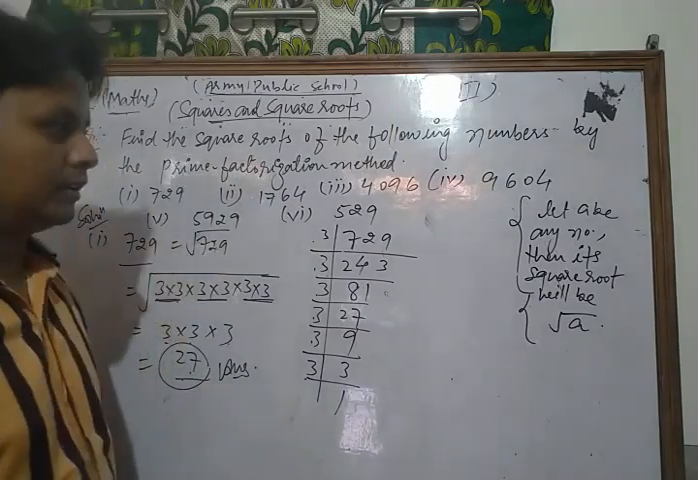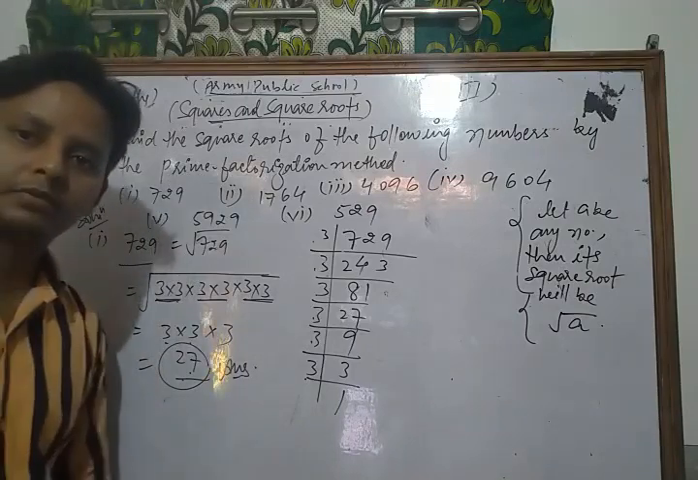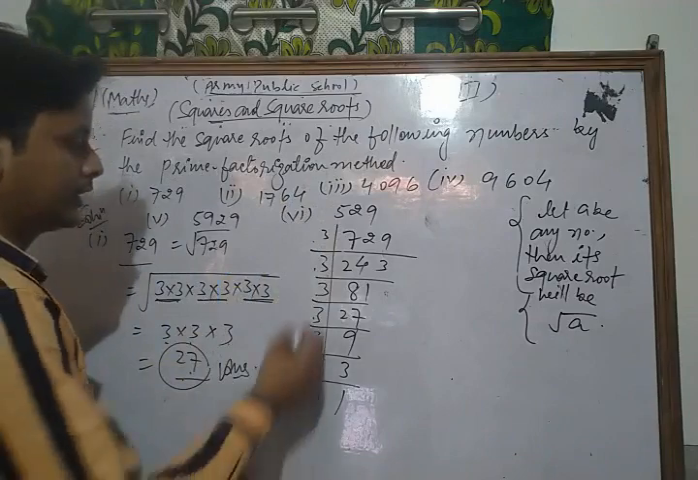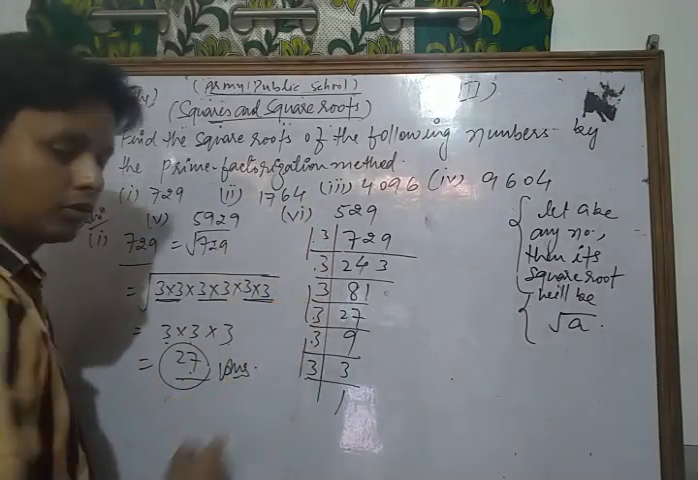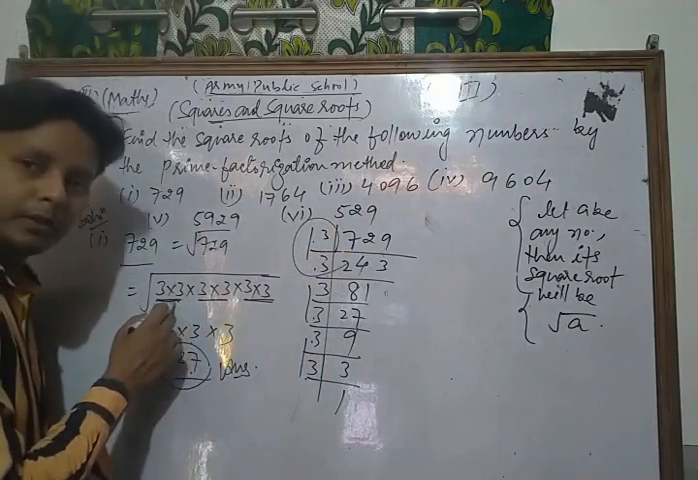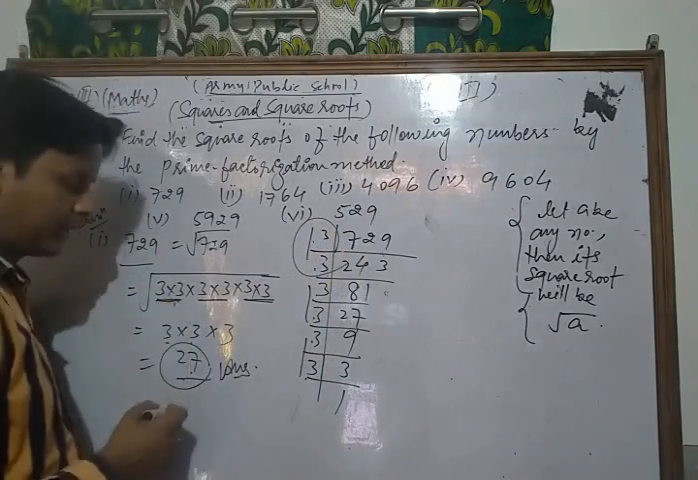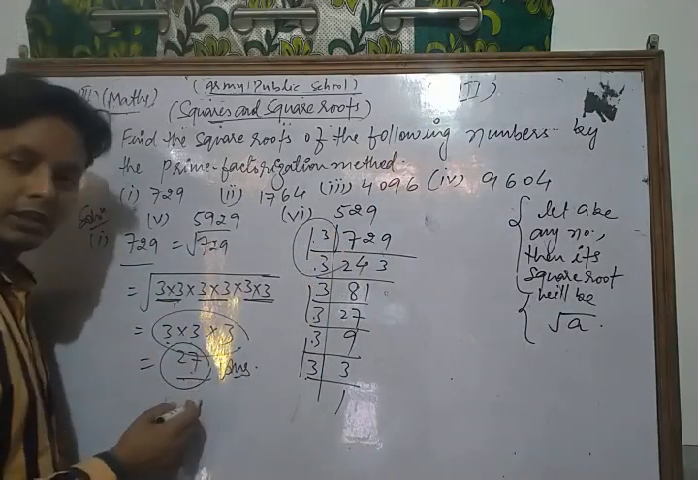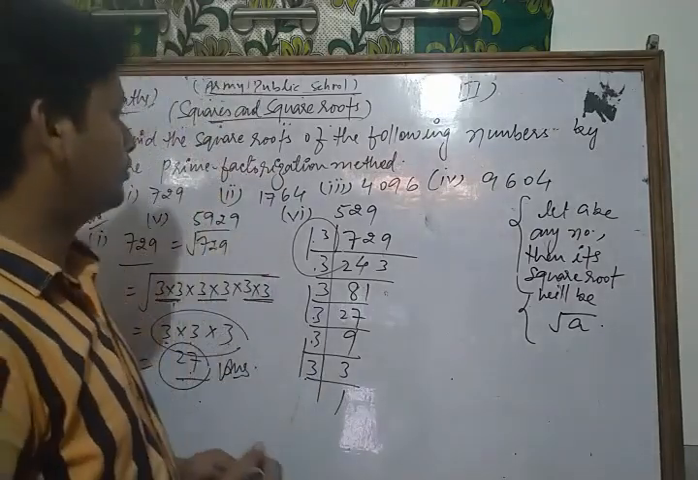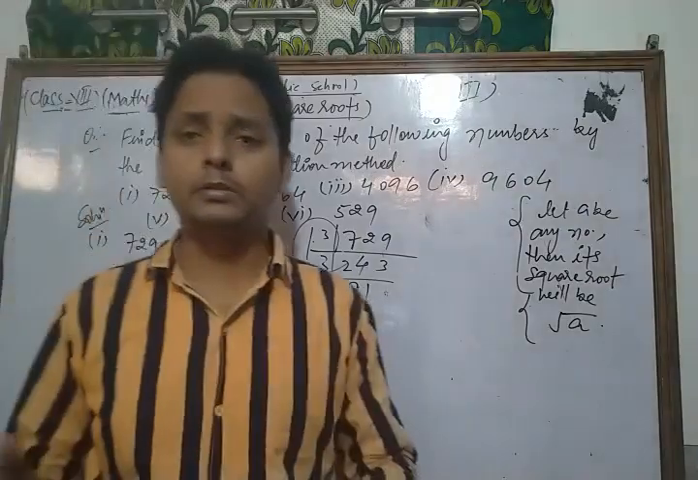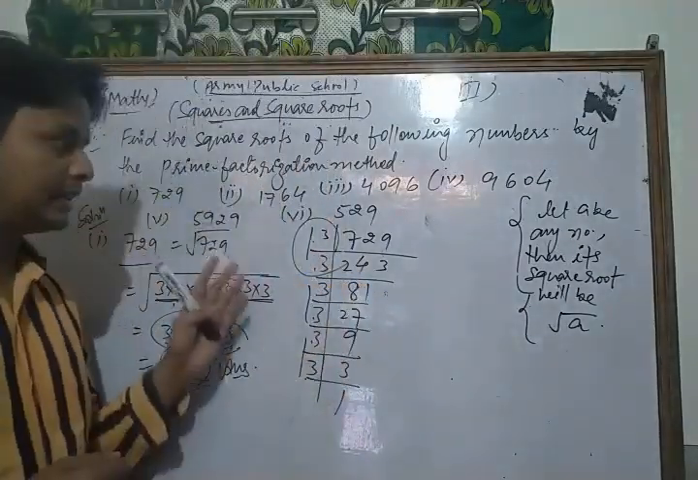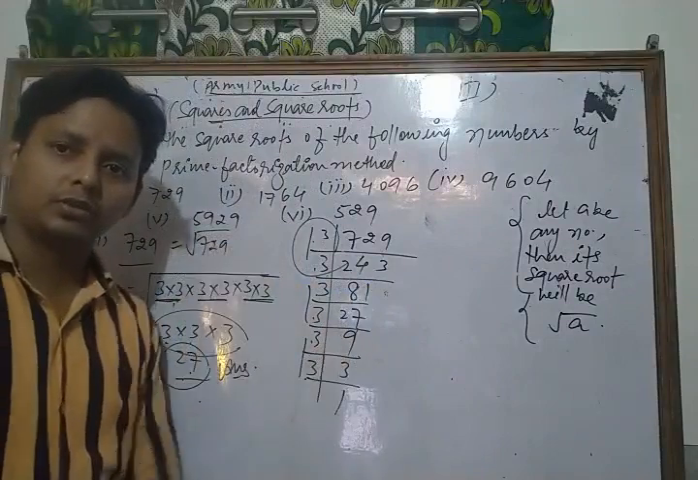So this is the method to solve this type of question. First of all we do the prime factorization. After that we form the pairs of these numbers, and we take one number out from each pair. After multiplying them we get the result. So this is the process to find the square root of the given numbers by the prime factorization method. Dear students, similarly we will solve the other parts of this question. Okay, let's see.